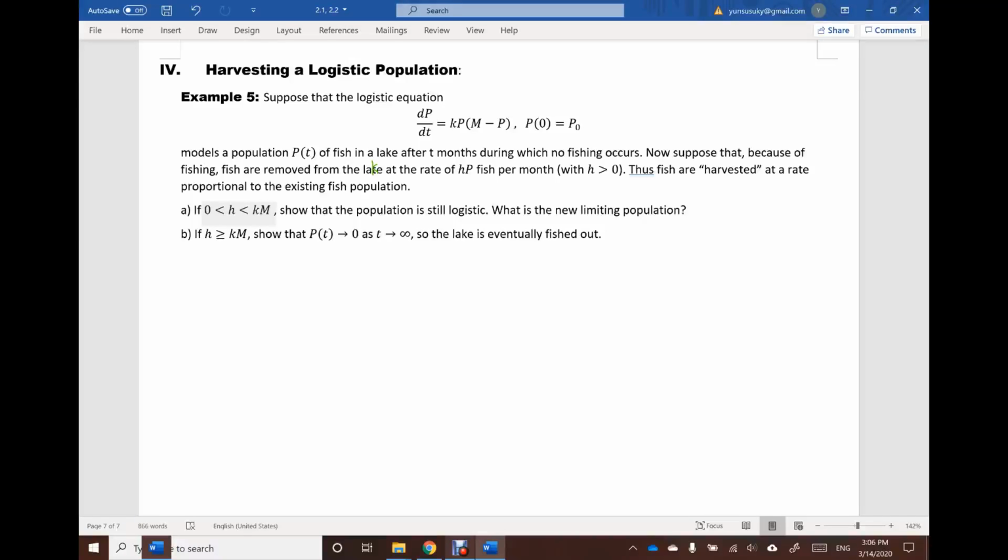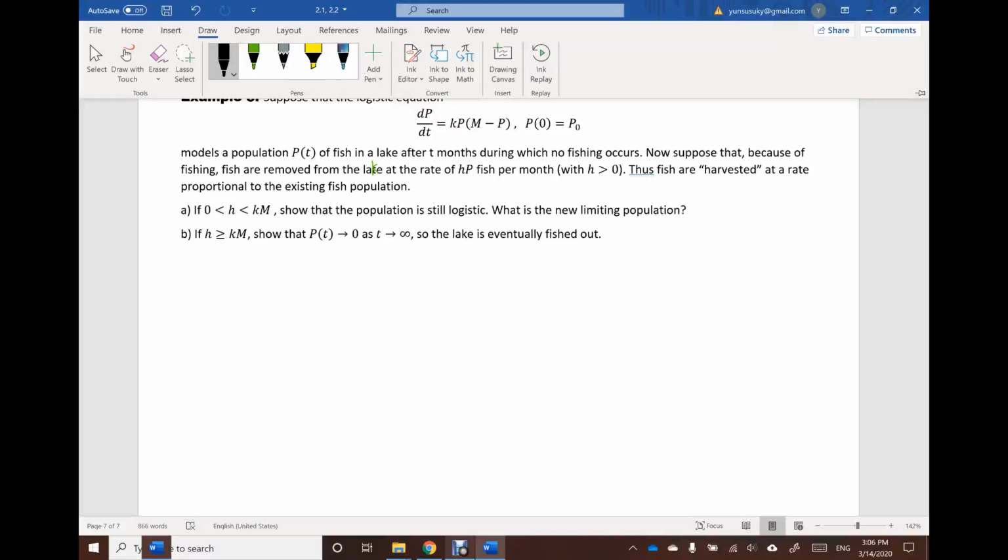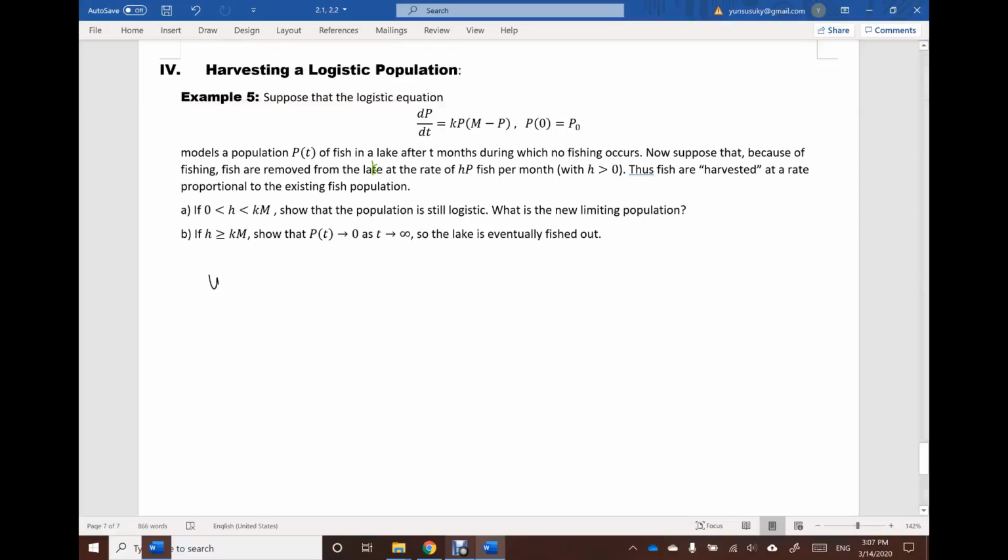Okay, so what do we have now? With fishing, our rate dP/dt is like what we had without fishing, but with fishing we subtract hP because we remove fish from the lake, so we subtract hP per month. So far, so good, everybody?